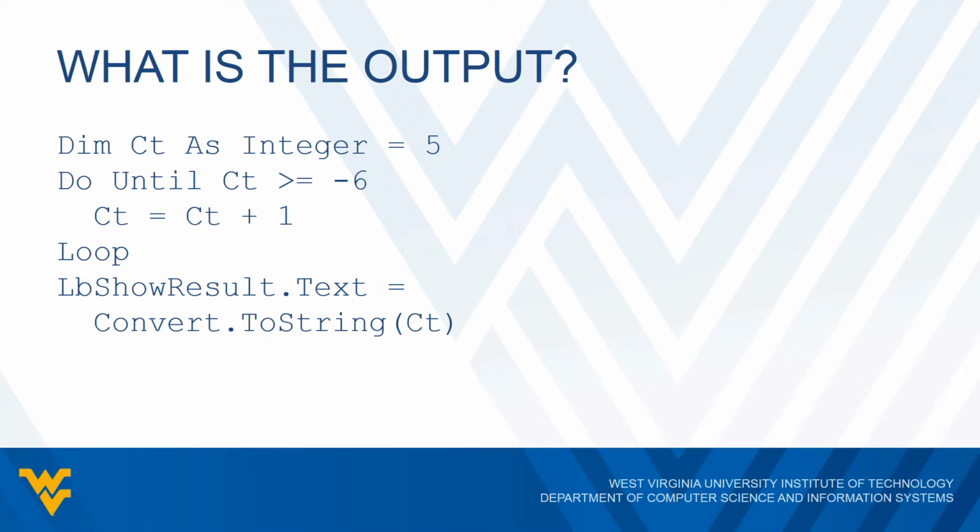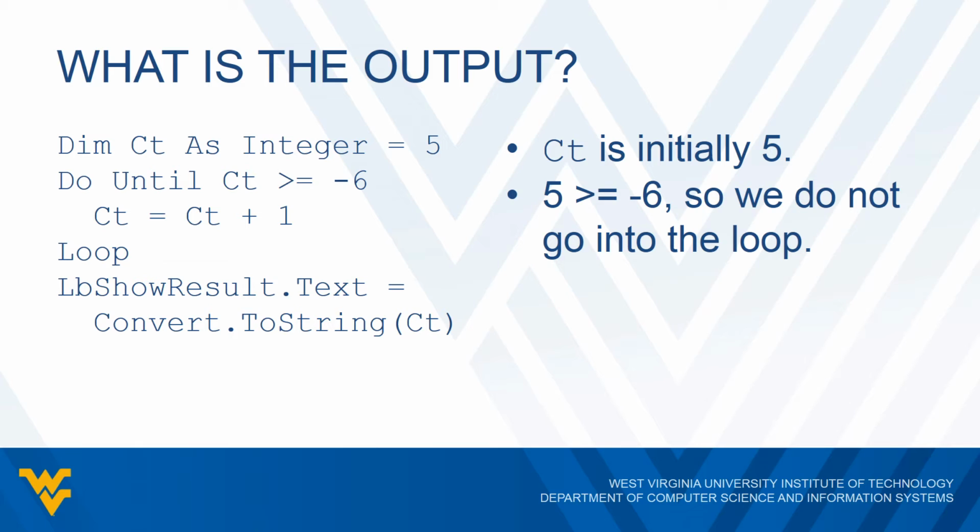In this case, notice that CT is initially 5. So we made a change there from previous examples. And our condition is checking if CT is greater than or equal to -6. So we have to ask, is 5 greater than or equal to -6? Well, that is true. And since this is a do until loop, because the condition is true, we do not go into the body of our loop. We just skip all that, which means we just put the value of CT in our label. So in this case, the output is going to be 5.